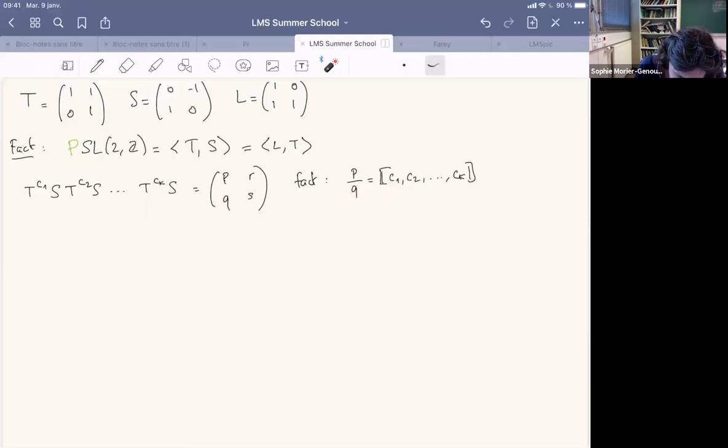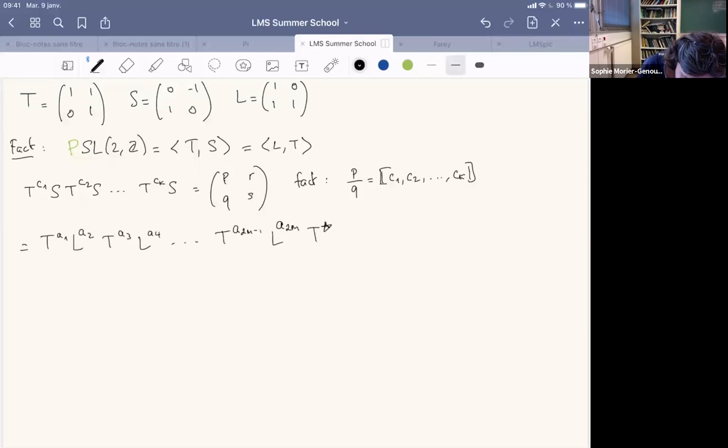Okay, so if T and S are generators, I mean, if L and T are also generators, that means that this matrix I can rewrite as a product of T and L. So I should be able to rewrite this matrix as T^A1, L^A2, T^A3, L^A4, as a product of T and L up to some T^(A2M-1), L^(A2M), and maybe again some power of T here.